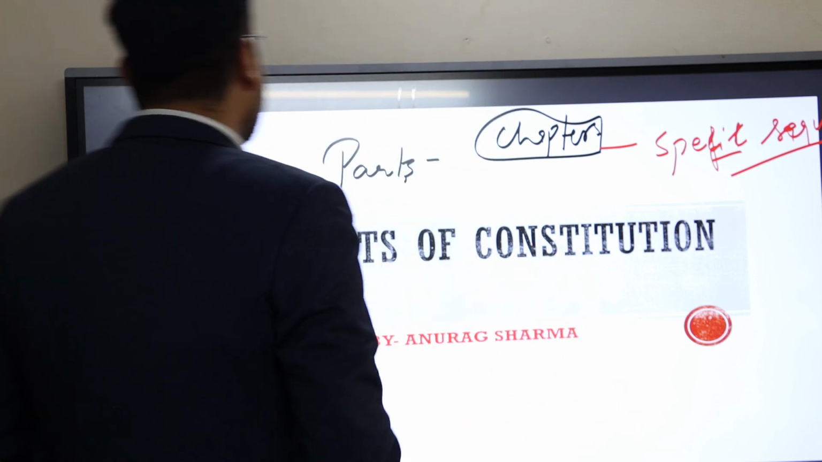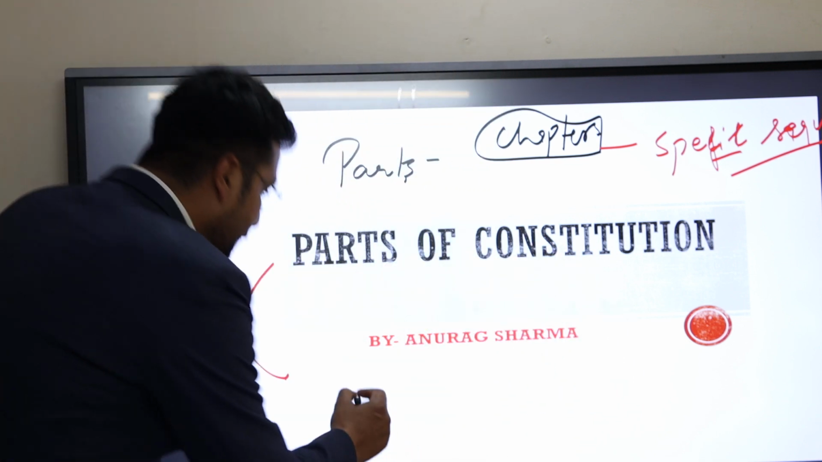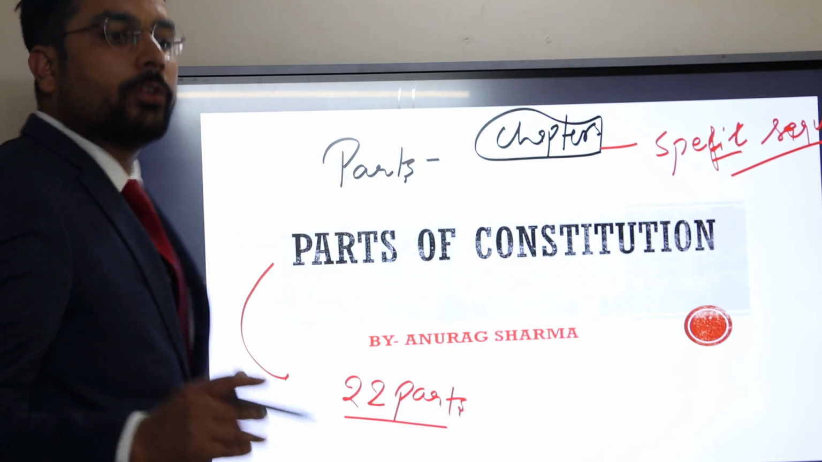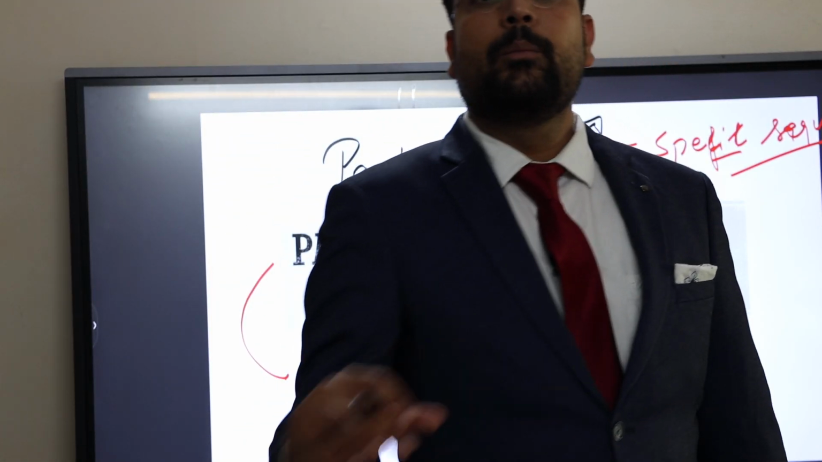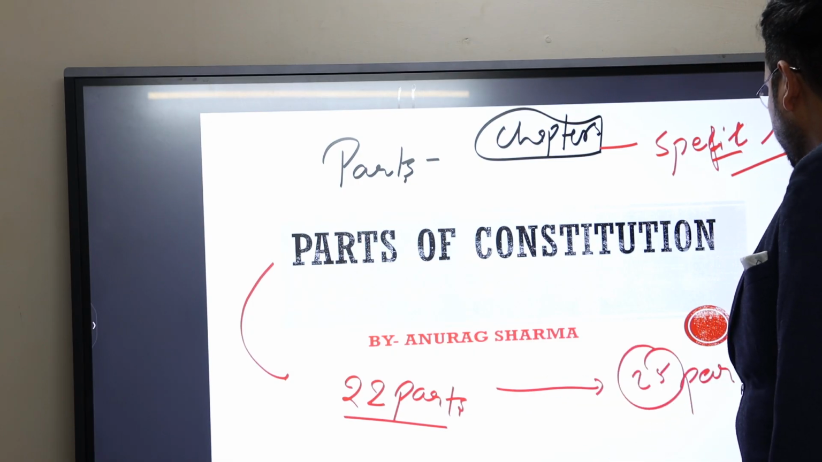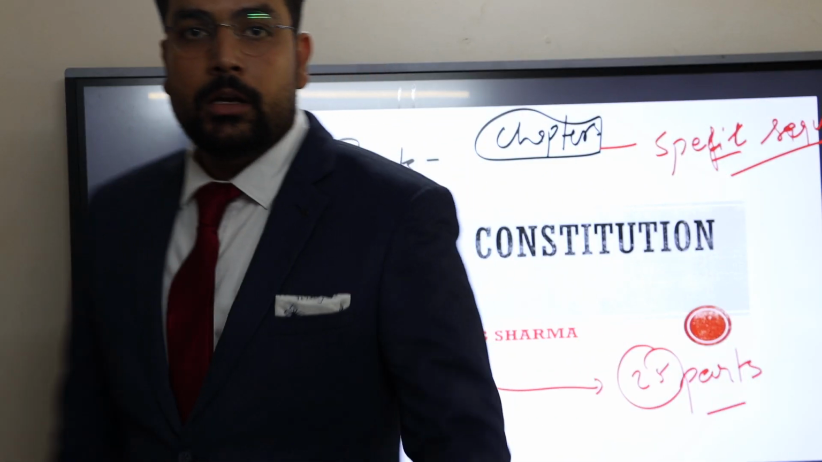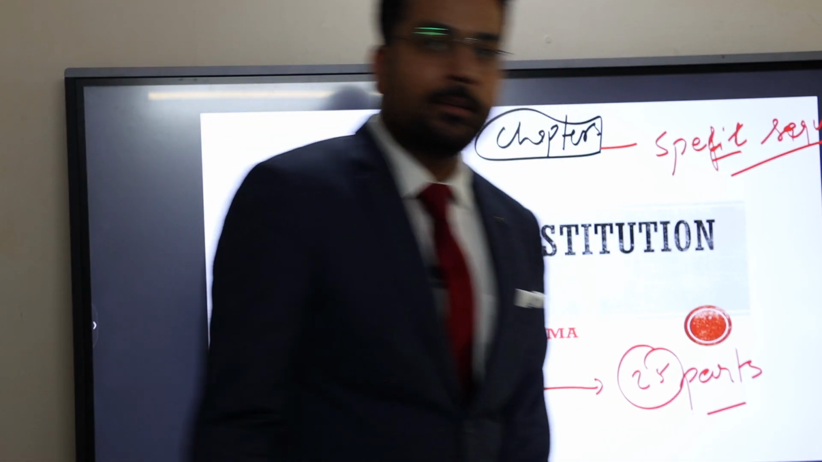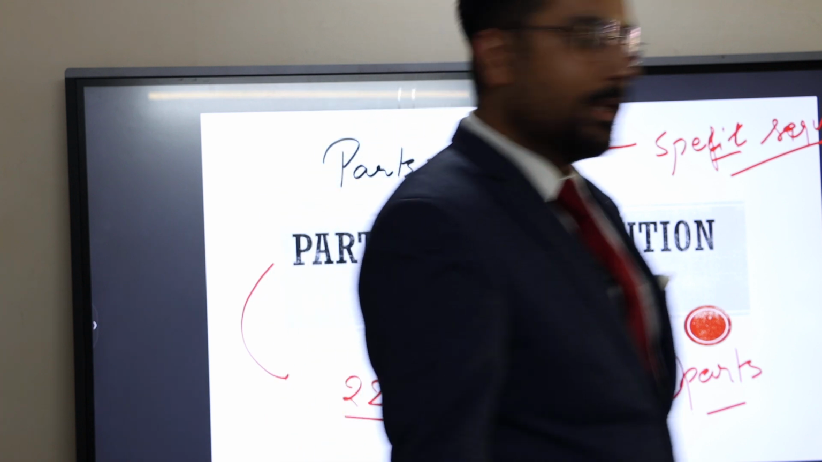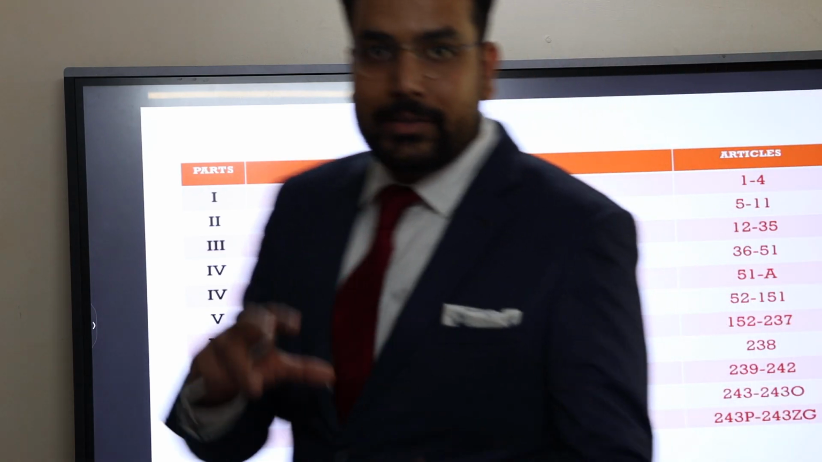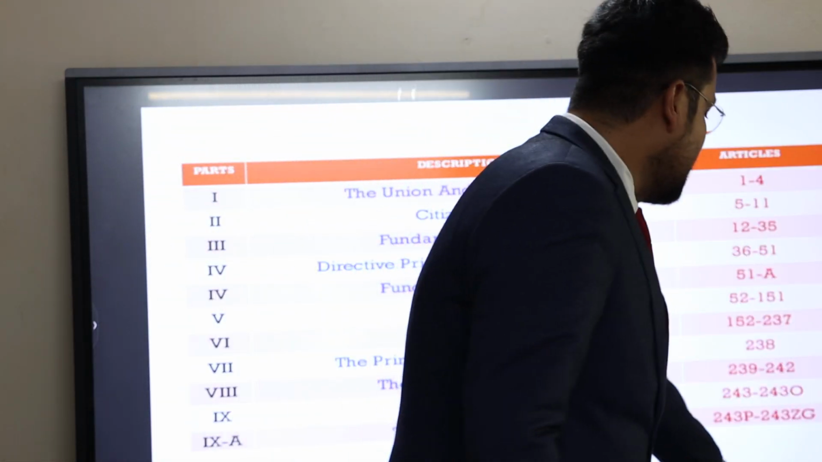Initially, in the Indian Constitution, at the time of its implementation, there were a total of 22 parts. But in due course of time, some parts were added, some parts were repealed, and as of now, the number of parts is 25. The total number increased by 3. These are the chapters, these are the parts, and to understand the conceptual clarity of this, I shall explain one of the concepts of India.